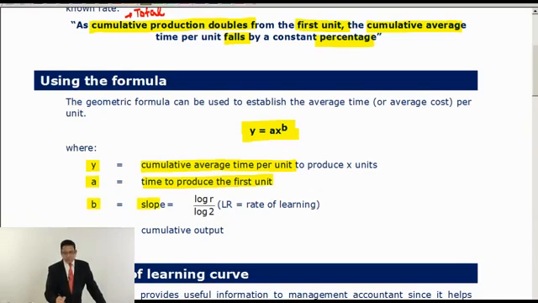B is the slope of the learning curve, which is calculated as log R divided by log 2. R is the rate. Somewhere it's written as R, sometimes it's written as LR, learning rate. So log LR divided by log 2, and LR is the rate of learning. Rate of learning will be provided, but in one of the past exams, the examiner had asked us to use the formula to work out the learning rate, which was not too difficult at all. It was just 2 or 3 marks. And x represents cumulative output.